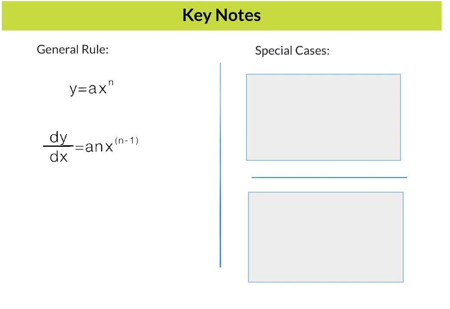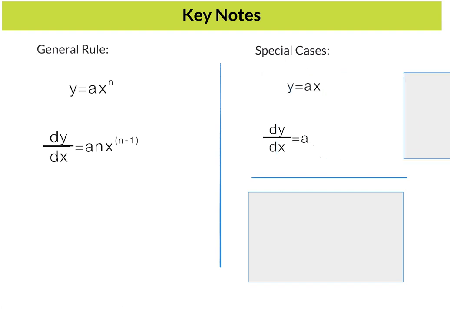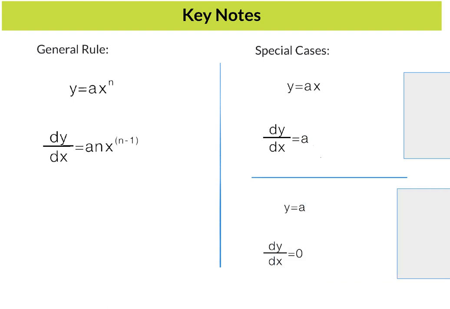There are a couple of special cases which you should be aware of. If you have y equals ax, so just a number multiplied by x, the power being 1 here, then dy by dx is just equal to a. And the other one would be if y is equal to a, so y is equal to a constant number, then it just disappears. When we differentiate, we get the value of 0.